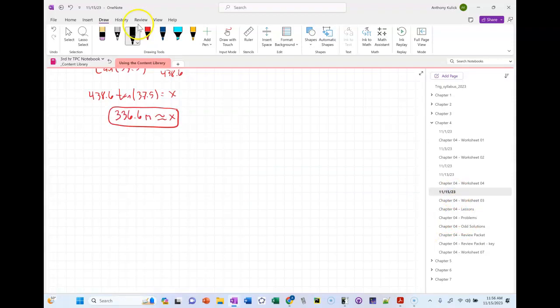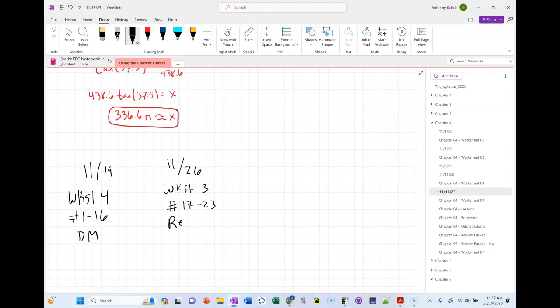Let's summarize what's due when. So this Sunday is the 19th. Here we're going to have worksheet 4, 1 through 16, and the Delta Math. The Sunday after, we're going to have worksheet 3 and then numbers 17 to 23 and the review.